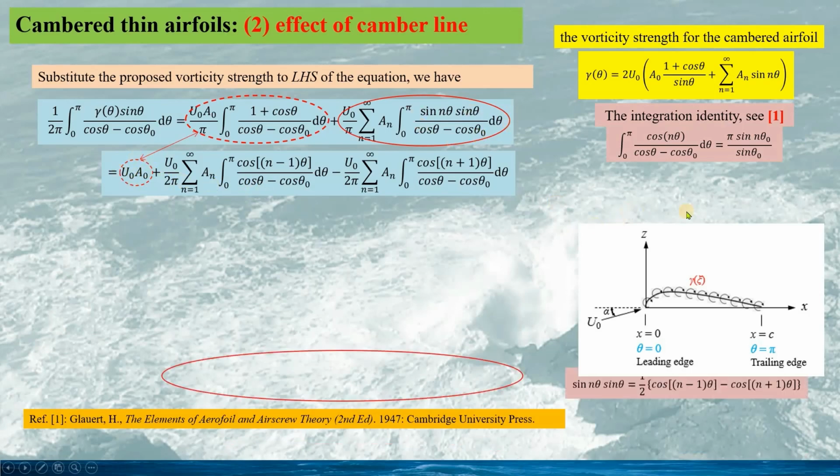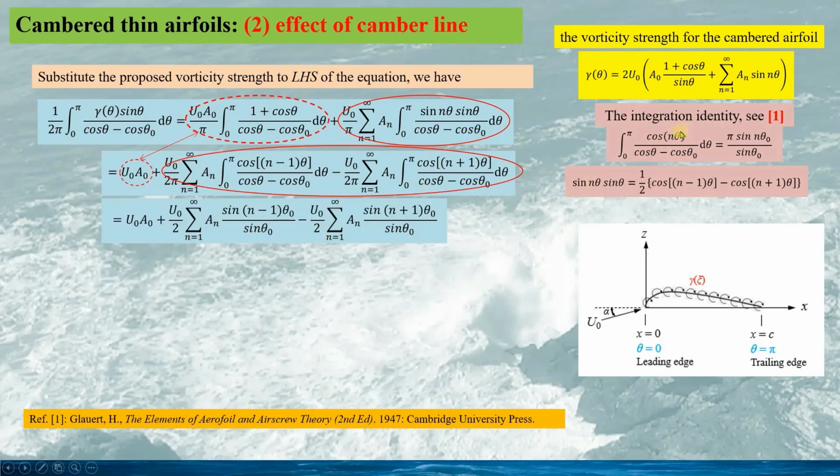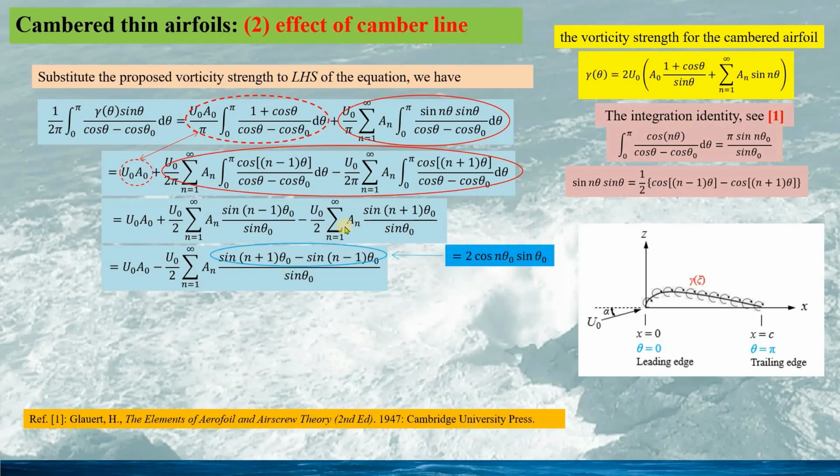And for the second term, we can use the trigonometric relation, so the second term is separated into two terms in this large bracket. Again, we use the integration identity, and we can obtain the expression for these two terms as this. We put the last two terms together and have the expression as this, and then the trigonometric relation given as this. So finally, we will have the expression as this.